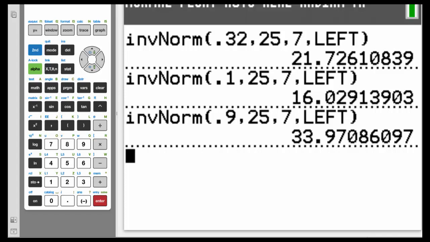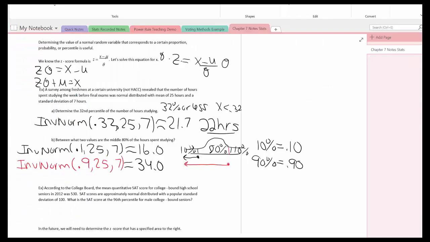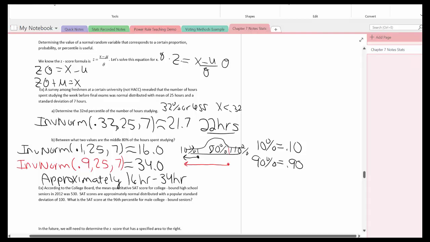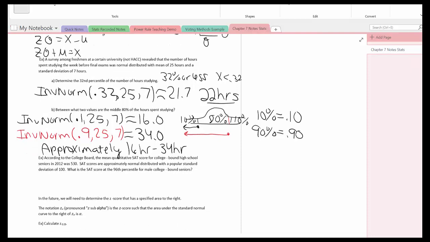So we'll put this on our paper now. We're looking at approximately between 16 hours and 34 hours, again assuming we're rounding to the nearest hour here. Okay, let's take a look at the next example then.